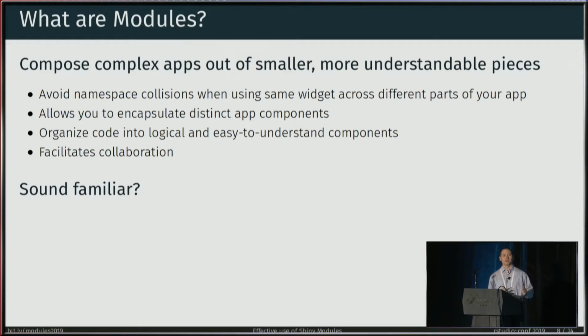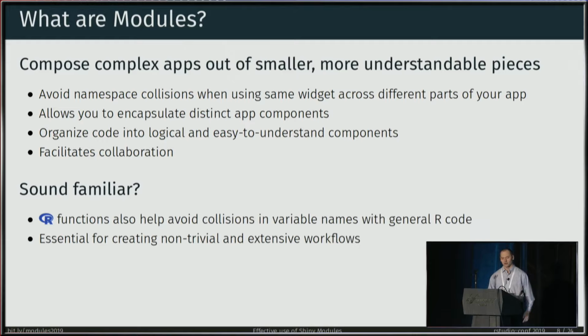Now, take a step back for a second. I think this sounds quite familiar if you're familiar with R, because R functions themselves are a very important way to avoid collisions in, say, variable names with just general R code. And they are essential when you go from simple, quick, dirty data analysis pipelines to a more sophisticated and extensive workflow, like a lot of the packages that you see today.